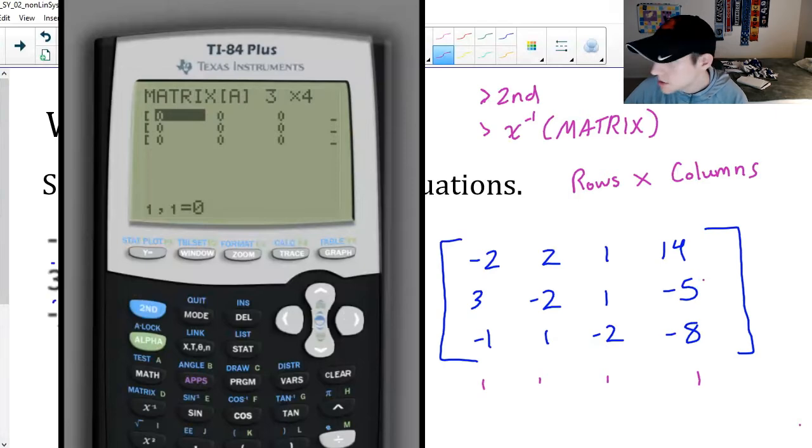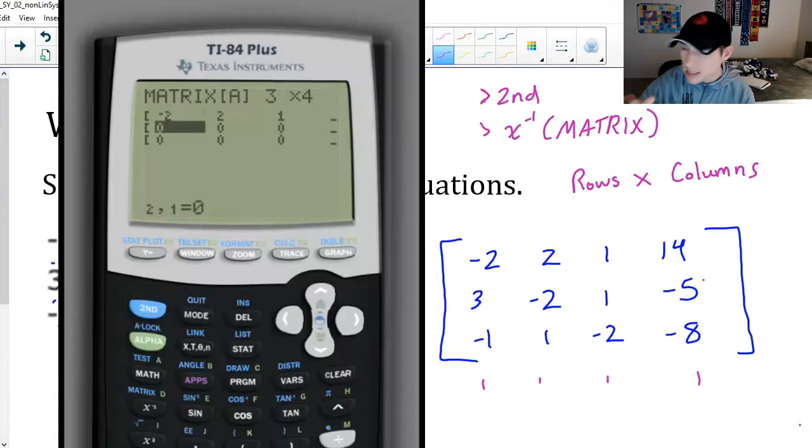All right, so now we're just going to enter in all the numbers from our matrix. Our matrix is what I wrote in blue, so first up is -2, so the negative sign 2. And then to go to the next spot, I just click enter. I can see that it put -2 in that first spot, and it goes across the top, so the next one would be 2, enter, 1, enter, 14, enter.